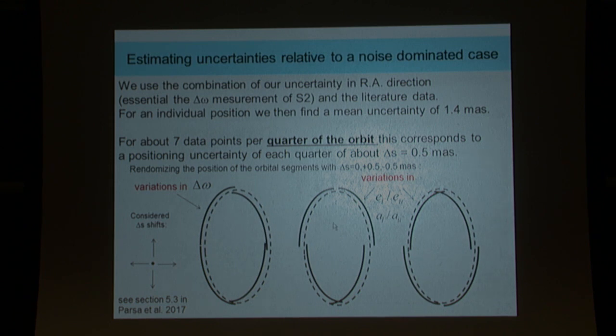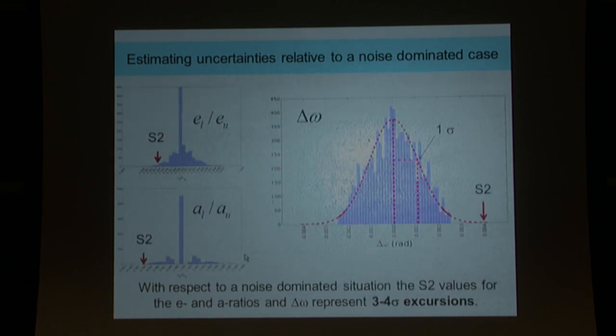As you can see here, how you shift it has an effect on the ellipticity ratios and on the A ratios, or on the delta omega, depending on what you do. And these are distributions. For E and A, they're not that nicely Gaussian, but for omega, they're very nicely Gaussian. The 1 sigma point is indicated, and the measure of S2 is indicated as well.